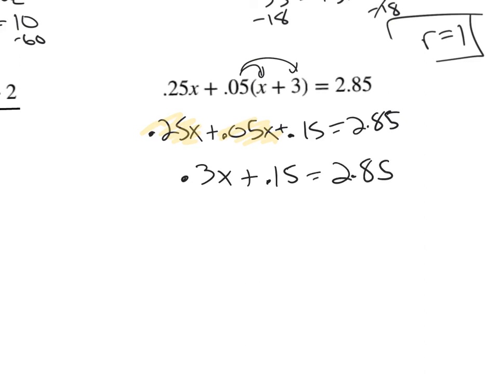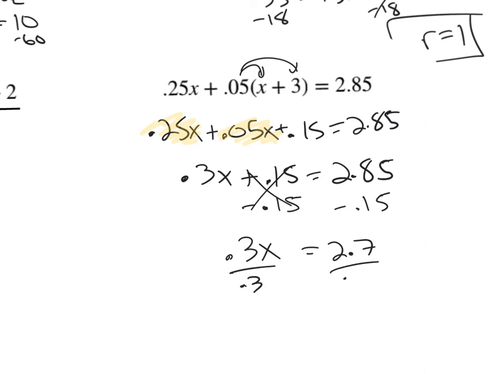Then I'm going to subtract 0.15. When I do that, I'm left with just 0.3x is equal to 2.7, and divide by 0.3 on both sides to get x is equal to 9.